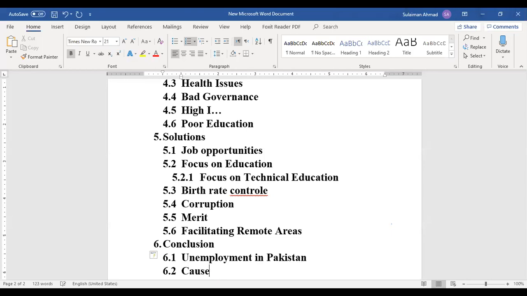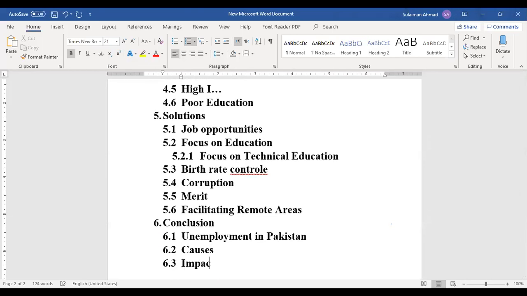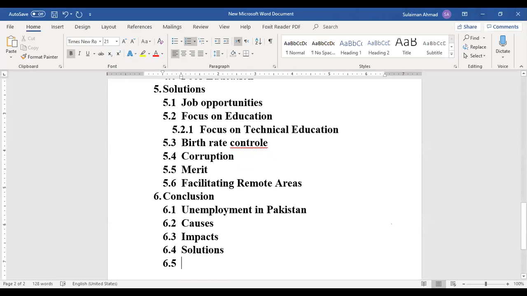Sorry, causes, impacts, fine. Then solutions, and you may say your own opinion. That can also be in the solution, that is, how can unemployment be overcome.